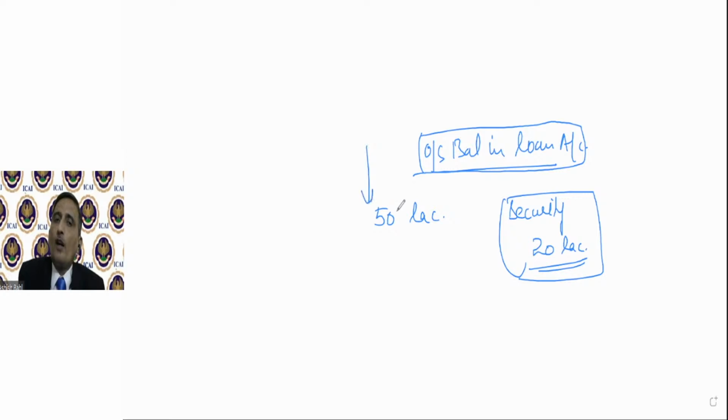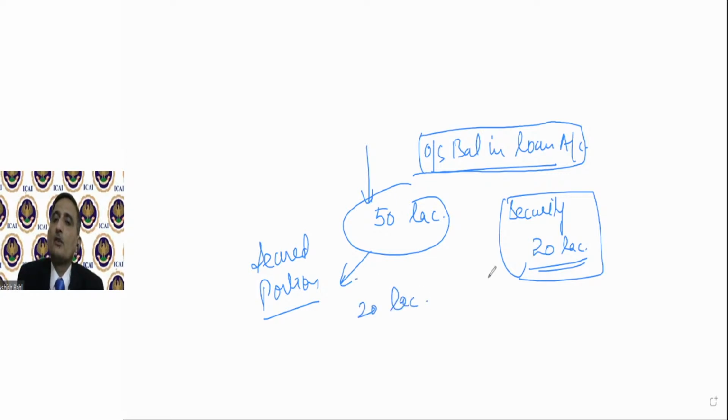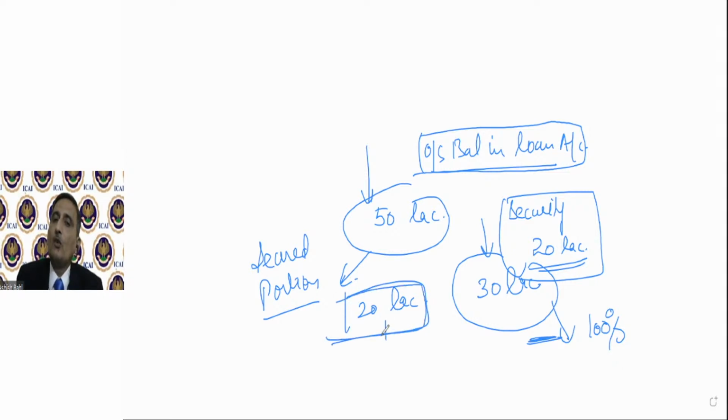So the bank wants its 50 lakhs back. What is the secured portion here out of 50 lakhs? Secured portion is 20 lakhs, so the balance unsecured portion is 30 lakhs. The unsecured portion has to be provided 100% in the first year itself, and on the secured portion of 20 lakhs, the first year provision will be 25%, that is 1/4, 5 lakhs. Okay, so in the first year provision will be 5 lakhs plus 30 lakhs, 35 lakhs against the outstanding balance of 50 lakhs.